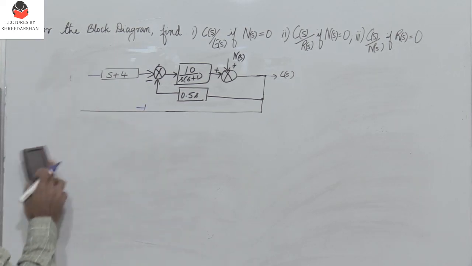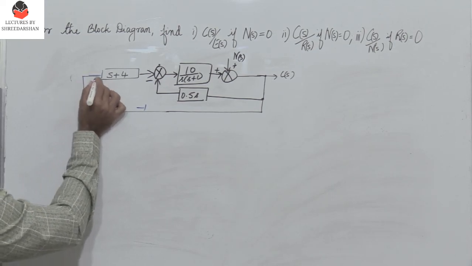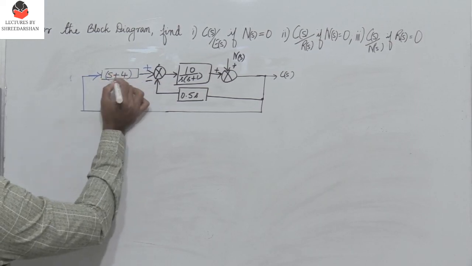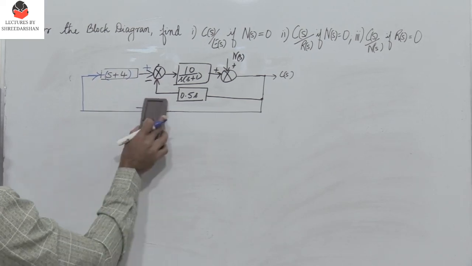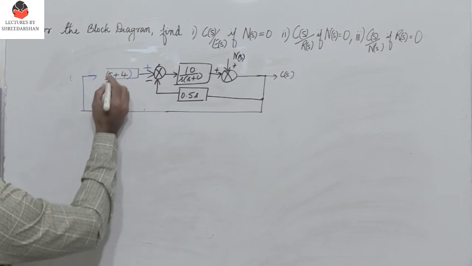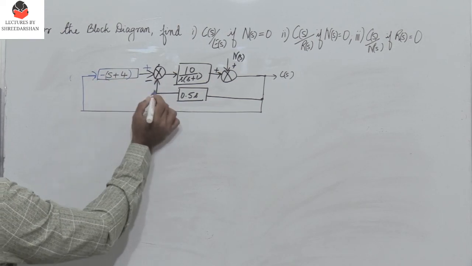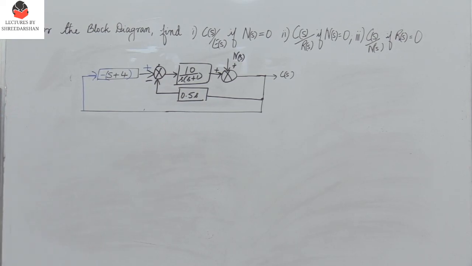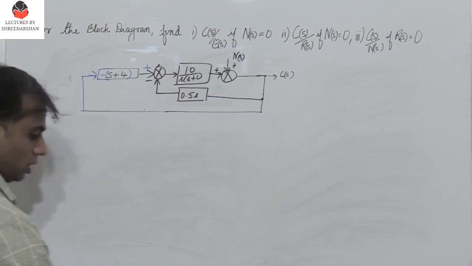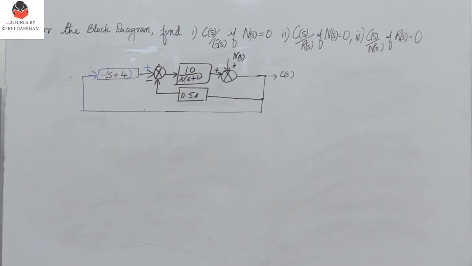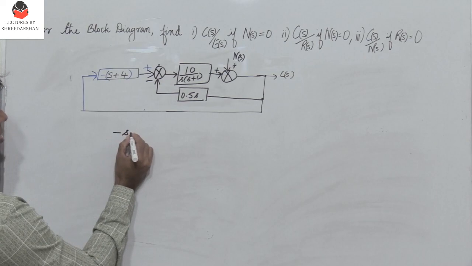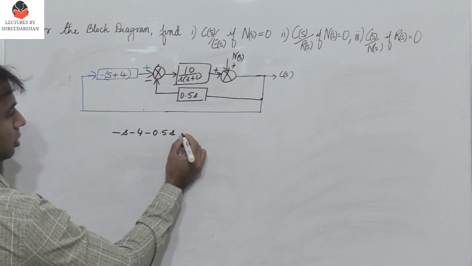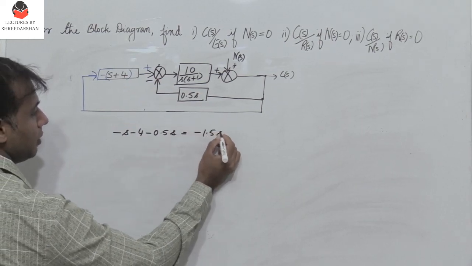So therefore this is the final expression, what I get. So minus 1 into s plus 4, I can write it as minus of s plus 4. So you have minus of s plus 4 here added with minus 0.5s, because we are actually adding these two, isn't it? So what is the final expression here? We get minus s minus 4 minus 0.5s for these two, which gives us minus 1.5s minus 4.